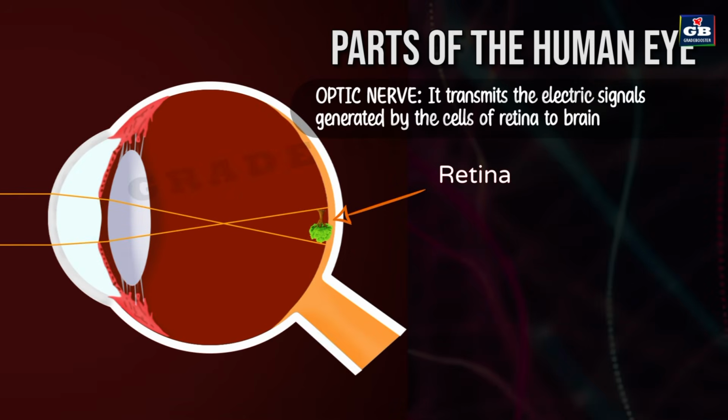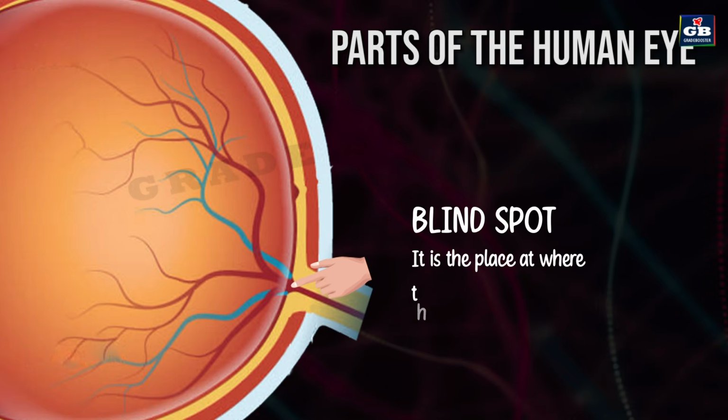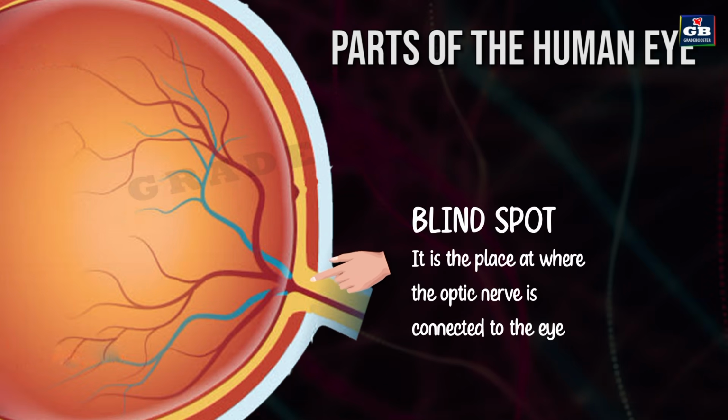Optic nerve. It transmits the electrical signals that are generated by the cells of the retina to the brain. So the electrical signals, or the information that is collected by the eye, is transferred to the brain through these optic nerves. Blind spot. This is an area on the retina. It is the place where the optic nerve is connected to the eye. That means at the blind spot, the retina is connected to the optic nerve.